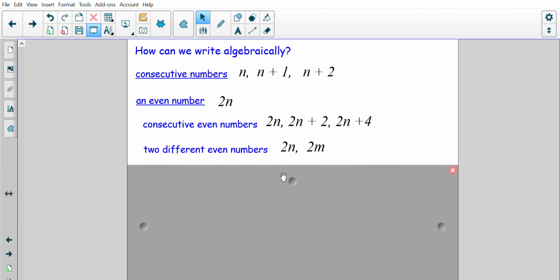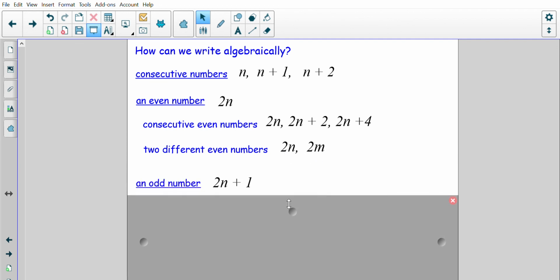If, however, we are asked for two different even numbers, so they're not consecutive, for example 6 and 32, then we need to use two different letters. So for two different even numbers, we'd say 2n and 2m. Okay, so look at the difference here. When we're working with consecutive numbers, we do it all in terms of n. When we've got two completely different even numbers, we're using different letters, 2n and 2m.